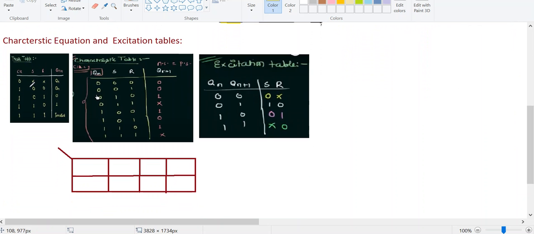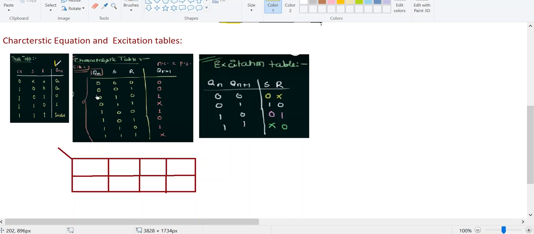If we consider my S and R values are both zeros, then my output is Qn. If my S and R values are 0 and 1, then the reset state is occurring here. And 1 0 means set state is occurring. 1 1 means invalid state is occurring. Here Qn is simply the previous state, or the past state, coming as it is. So we can say that this is a memory state.